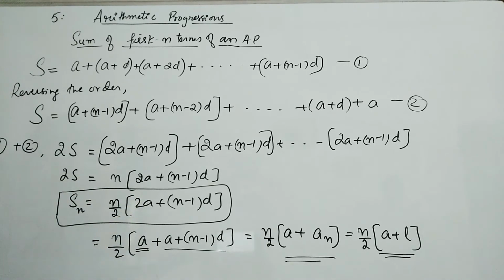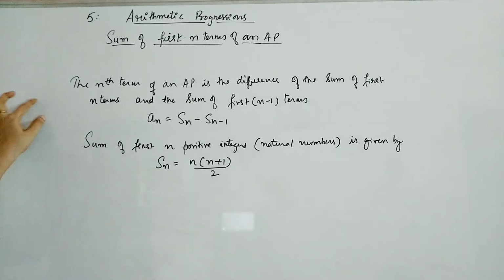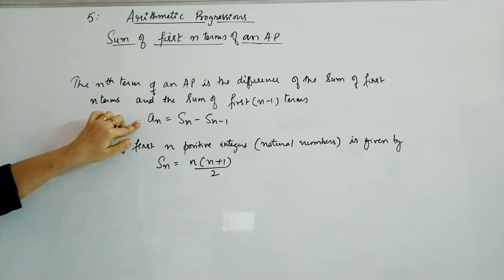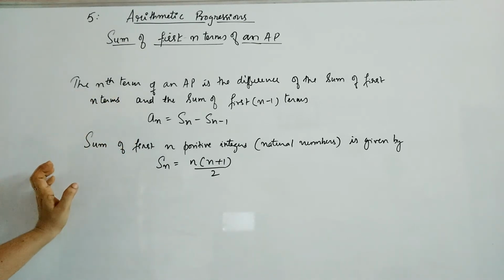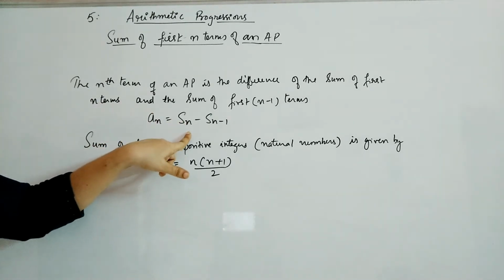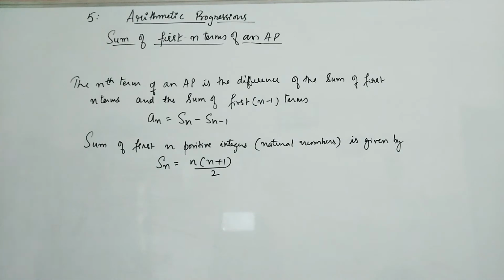Okay. Next, the nth term of an AP is the difference of the sum of first n terms and the sum of first n minus 1 terms. That is, if you want to find out an, in which Sn is generally given, you will find out Sn, and in terms of Sn you can find Sn minus 1, which will be just replacing your n with n minus 1.